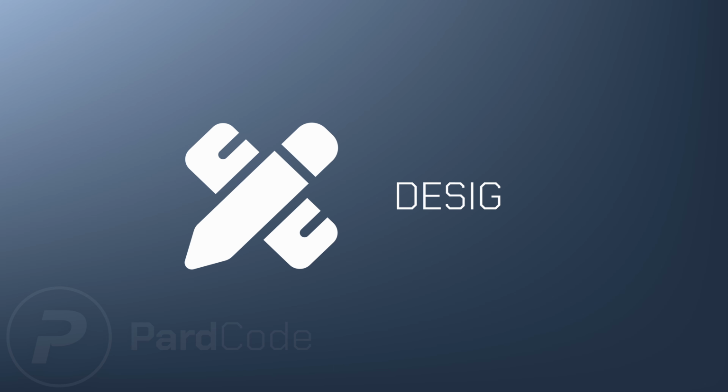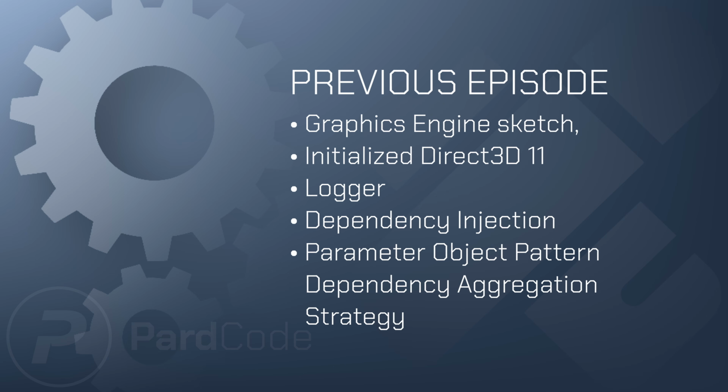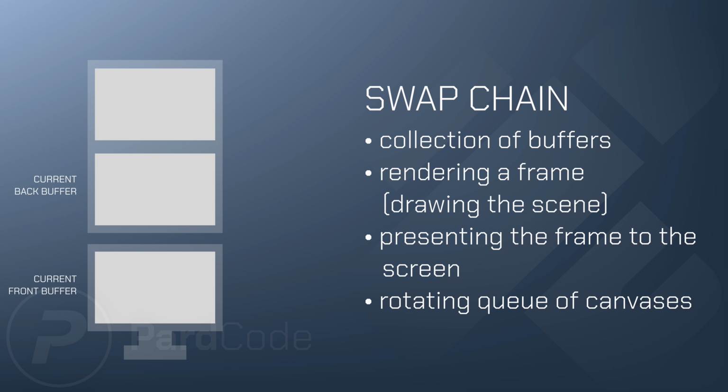Now we can start the design part. In the previous episode, we learned how to start building our graphics engine. We also initialized the Direct3D 11 graphics API. In addition, we created a logger to print useful messages and integrated it across the subsystems of our engine using the dependency injection pattern and the dependency aggregation strategy. This time, we will focus on implementing the swap chain.